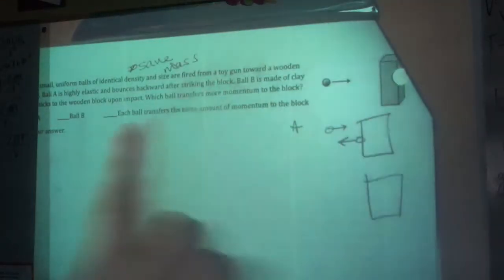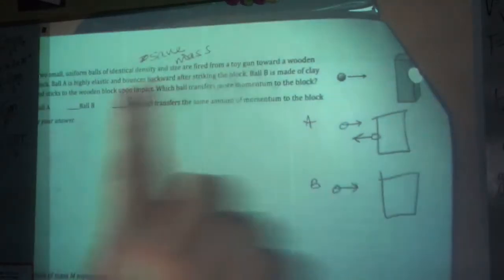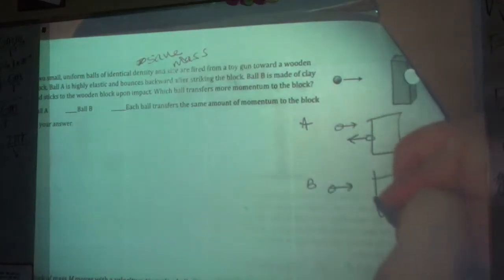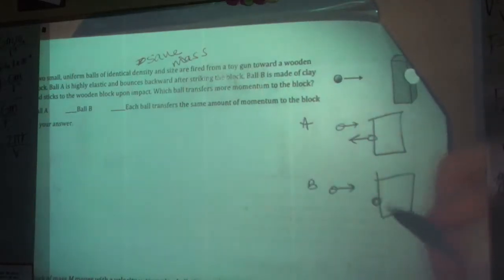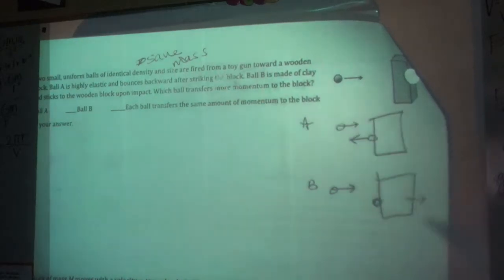And then in B, the ball is still going to come in, same mass, same velocity, but instead of bouncing off, it's going to stick to the wood, and then you can assume that these two together would then go off at a slower velocity than before.